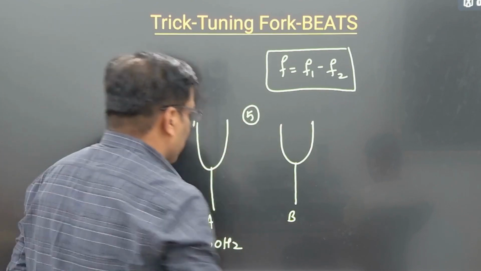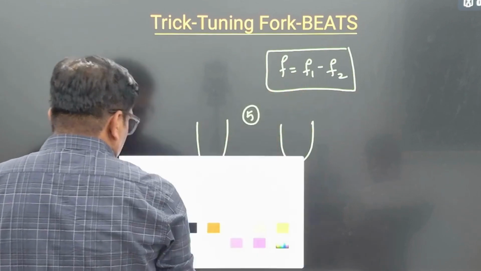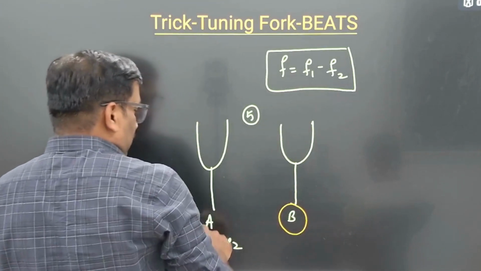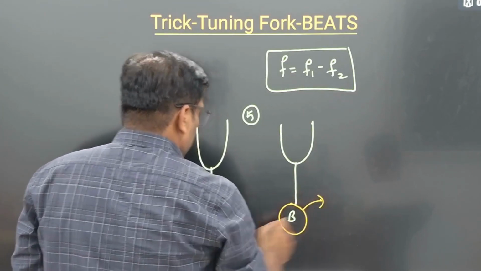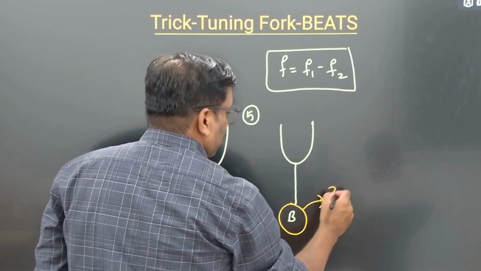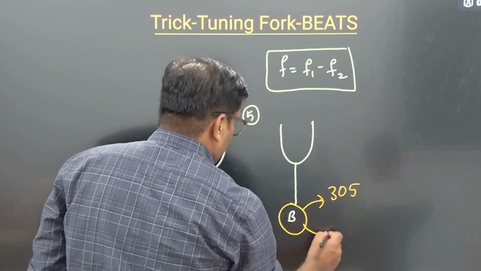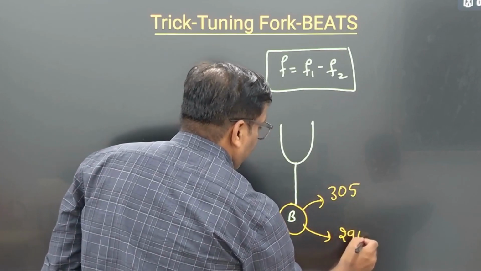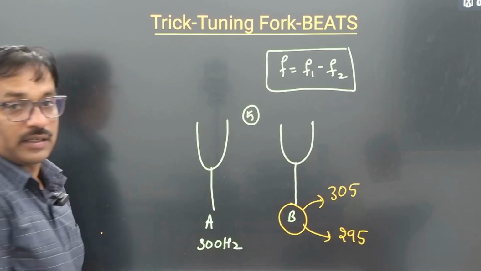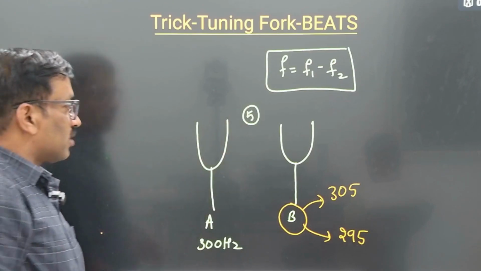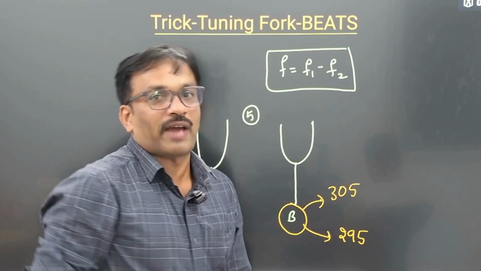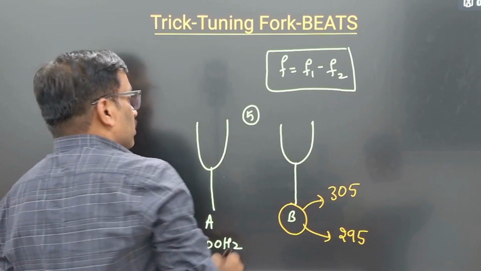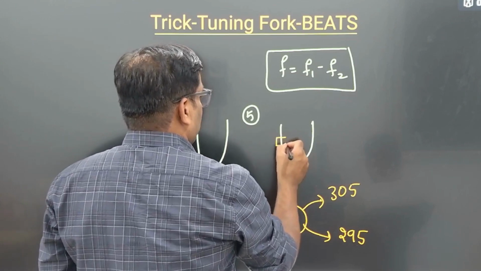Now what should be the frequency of B? By using this formula, the frequency of B will be either 300 plus 5, therefore 305, or 300 minus 5, therefore 295. Which one do we have to select? For this, we will do waxing and filing. Suppose we add some wax here.